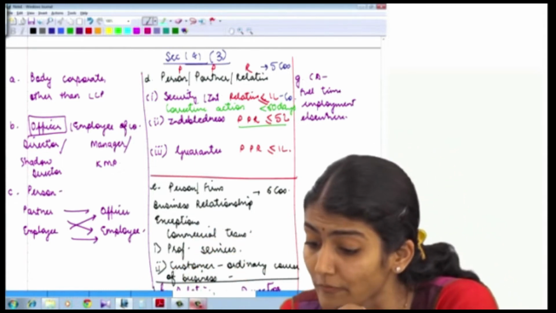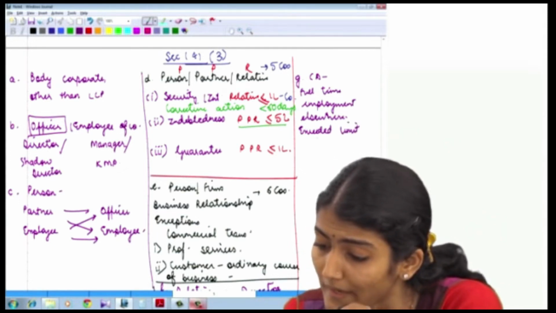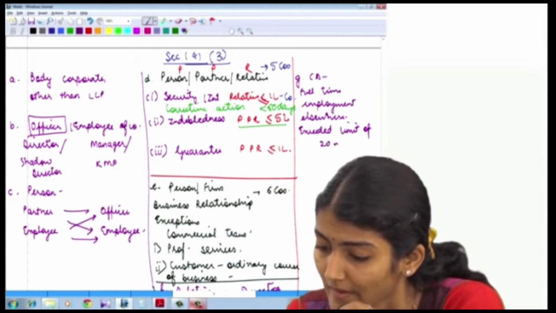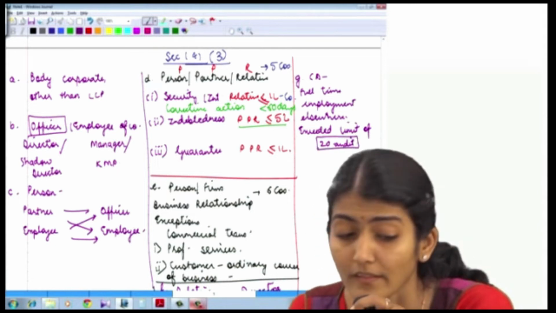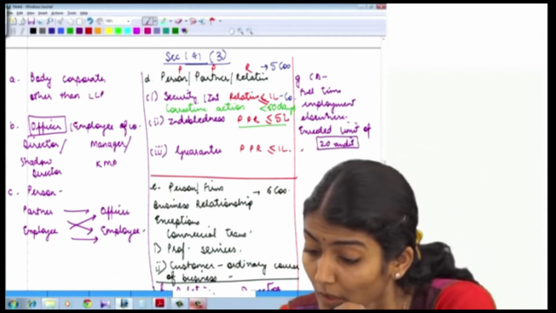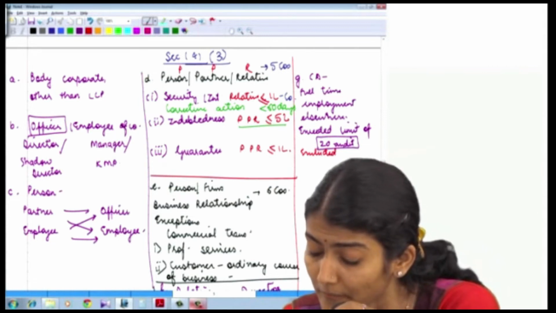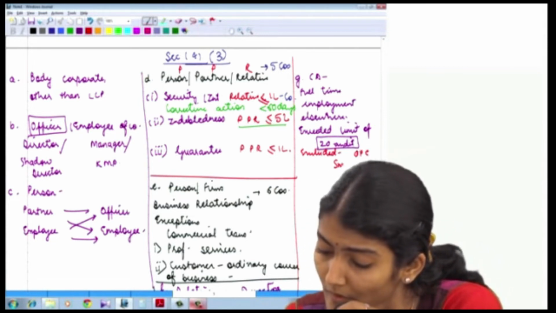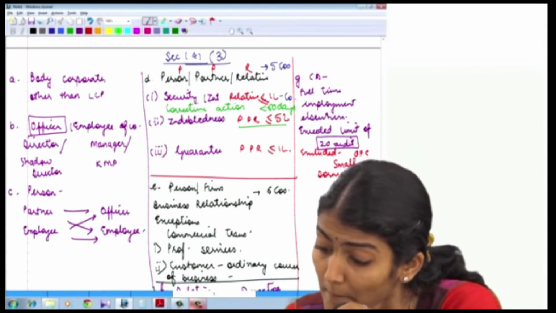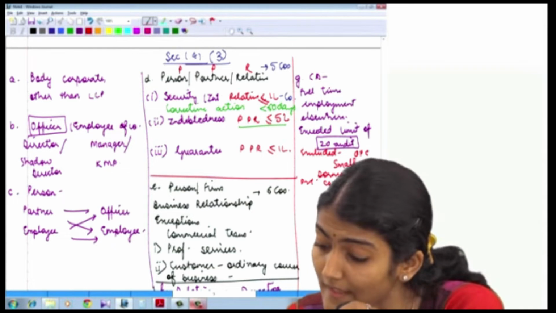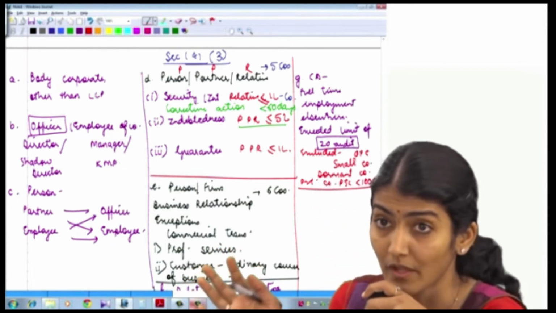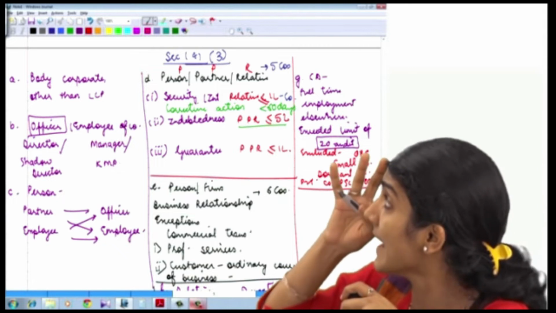And other than that, if you've exceeded the limit of 20 audits per person. But while counting this limit of 20 audits per person, what are the audits which are to be excluded? One-person company, small company, dormant company, and a private company having paid up share capital of less than 100 crore, not less than or equal to. What does it say? Paid up share capital less than 100 crore.